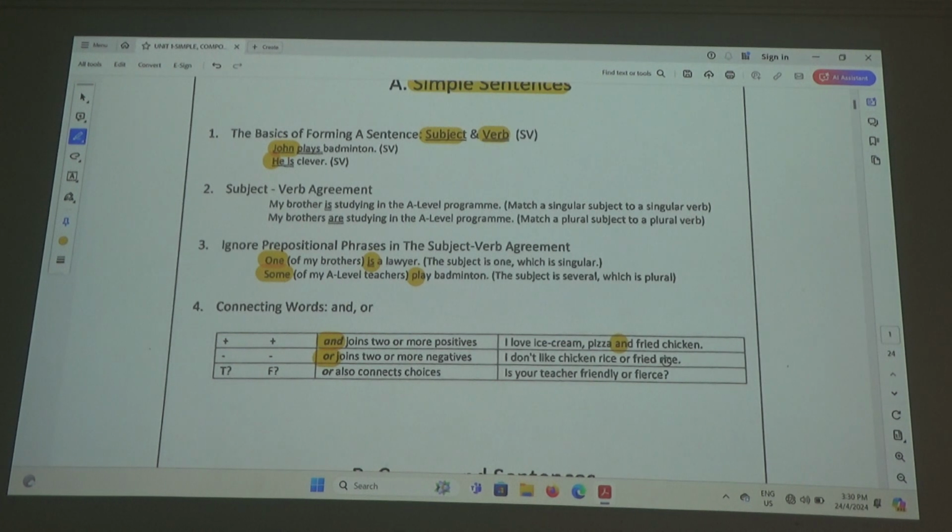It's not negative, but it is a choice. Now we have a choice. Choice means you must use or. But if it is positive, use and. If two or more negatives, use or. But generally we make a mistake there. I don't like chicken and fish. You are trying to say, I don't like chicken, I don't like fish. But that is wrong. You should say, I don't like chicken or fish. Is that okay now? Okay?